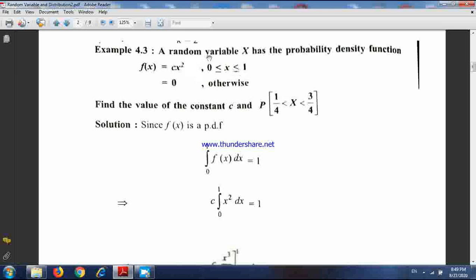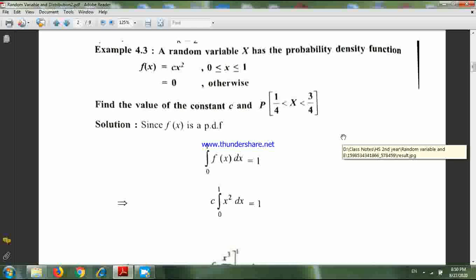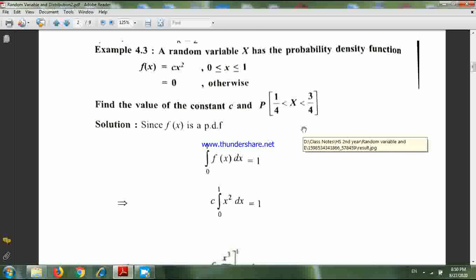Now see, this is the example of a continuous random variable. That means this is a continuous probability distribution, or simply a probability density function. It's given f(x) equals cx square for x lying between 0 and 1. Here, as the variable is continuous, greater than and greater than or equal to mean the same. So what to find? To find the value of the constant c and the probability that x is greater than 1 upon 4 and less than 3 by 4.